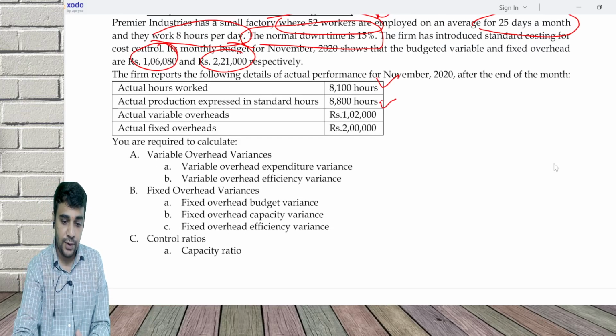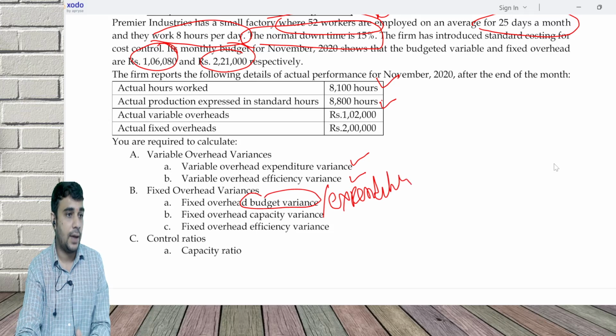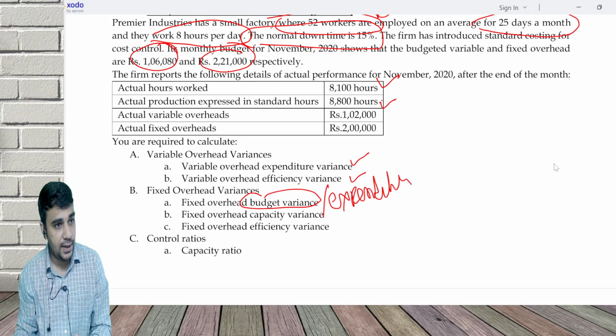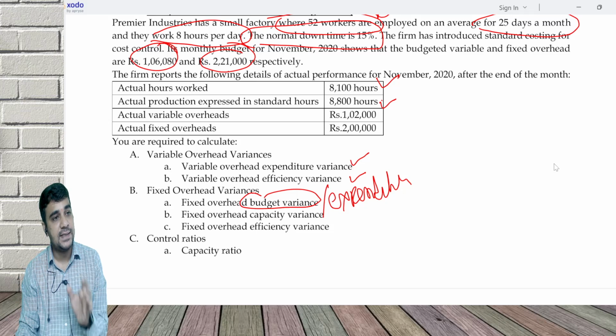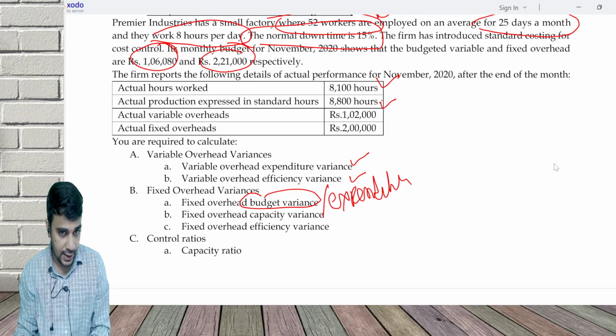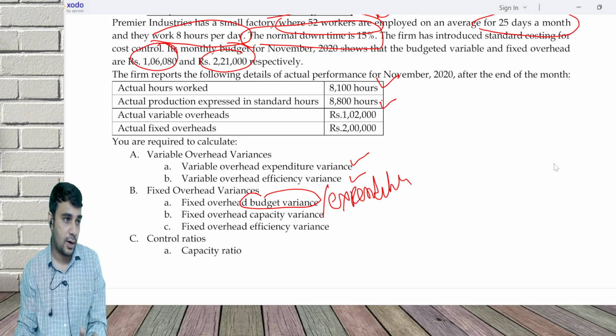Also, they've asked for variable overhead expenditure variance and efficiency variance, and fixed overhead budget. Budget means expenditure. This could be one learning for you. The other name for budget is your expenditure variance, then capacity variance and efficiency variance. The question does not have data on actual days and budgeted days. Hence, calendar variance is not applicable. You do not have calendar variance in this question.